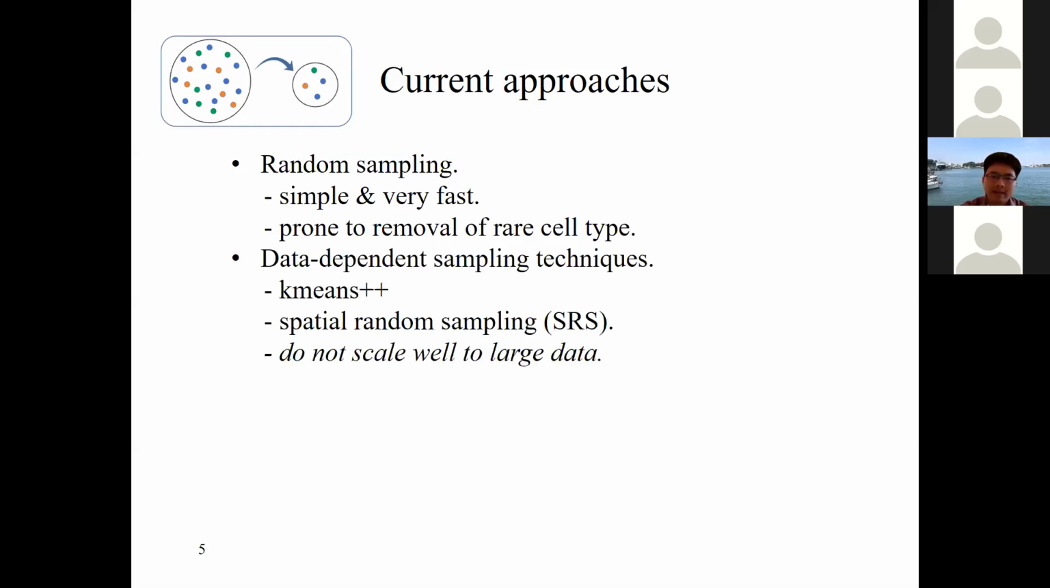And there are data-dependent sampling techniques, such as k-means or spatial random sampling. These methods are more accurate than random sampling. However, they do not scale well to large data. I already mentioned we now have millions of cells, right? So we cannot use these algorithms.